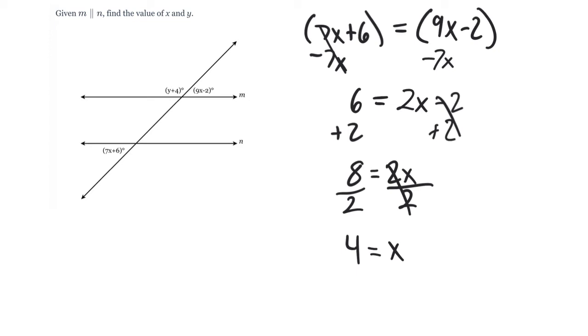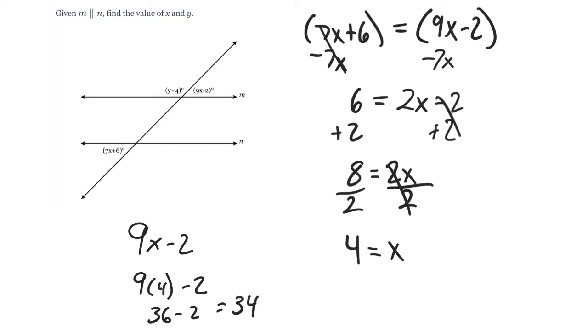It doesn't matter which one you plug back in. I'm going to plug it into where it says 9x minus 2, and I'm going to make it 9 times 4 minus 2. 9 times 4 is 36. When I subtract 2, I get 34, and that's going to be degrees. So that's 34 degrees for this angle. If I was to fill it in, I could put 34 degrees in there. And I'm talking about this angle right here.